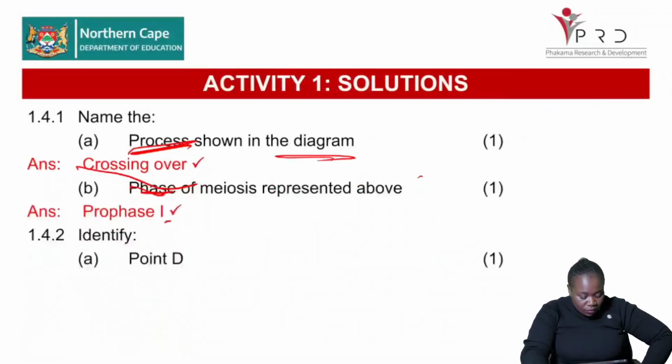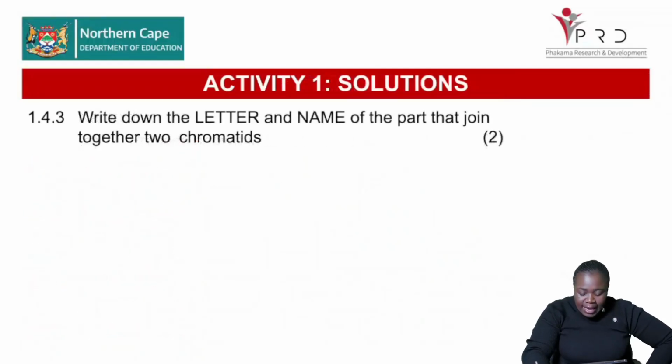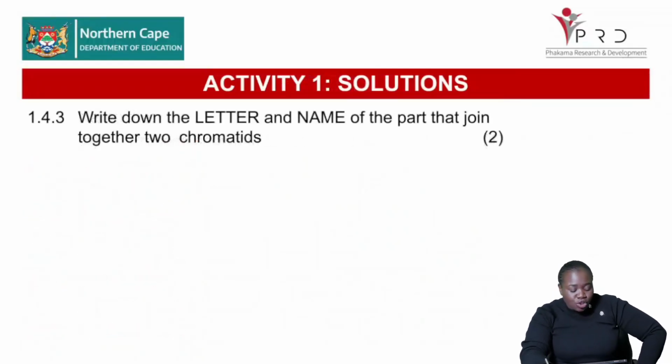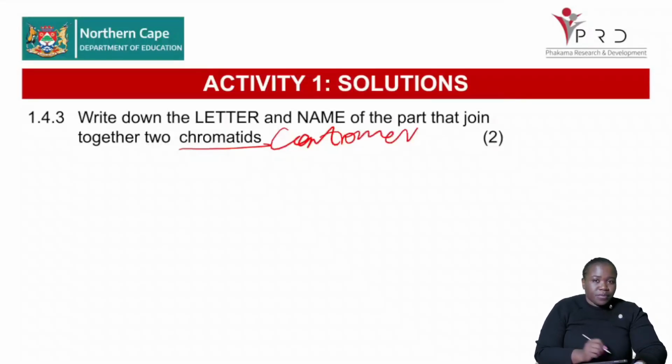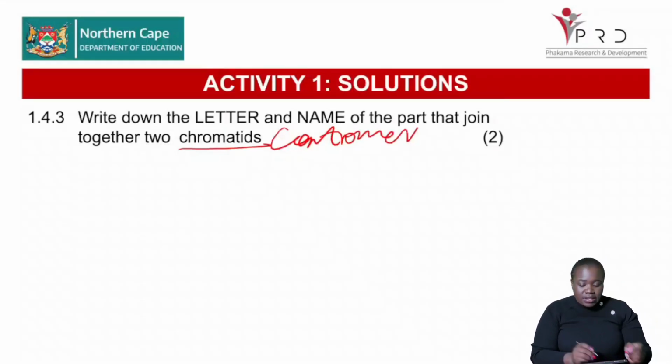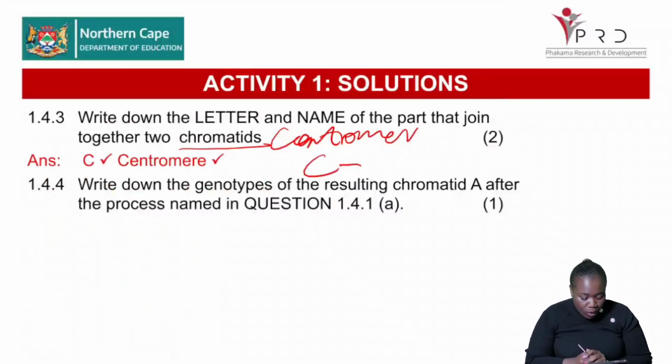Okay, let's move on to 1.4.3. Write down the letter and name of the part that join together two chromatids. The part that joins two chromatids together is called the centromere, right? And that is part C on our diagram. So part C at the center there is referred to as the centromere.